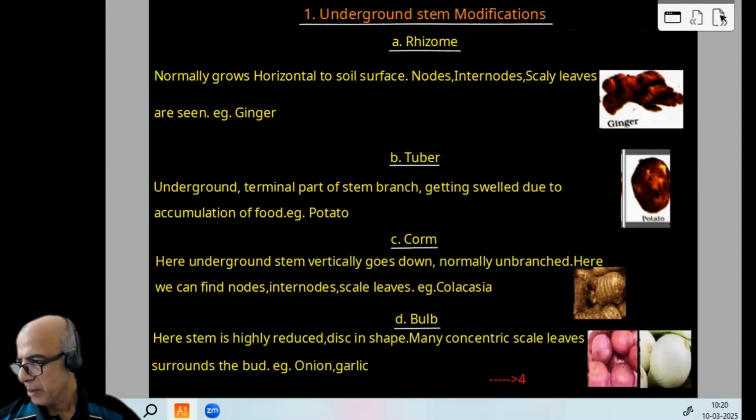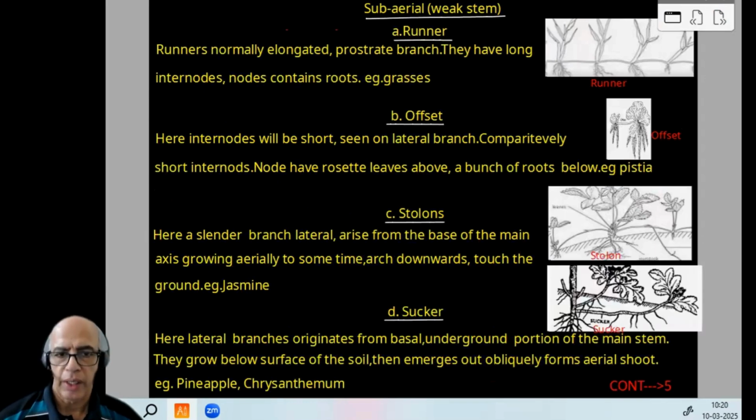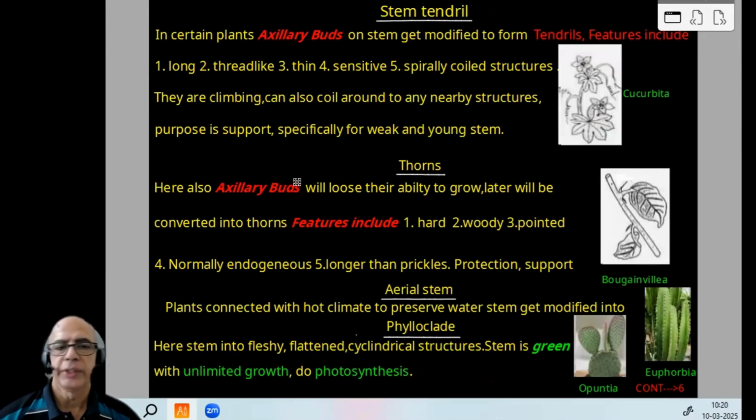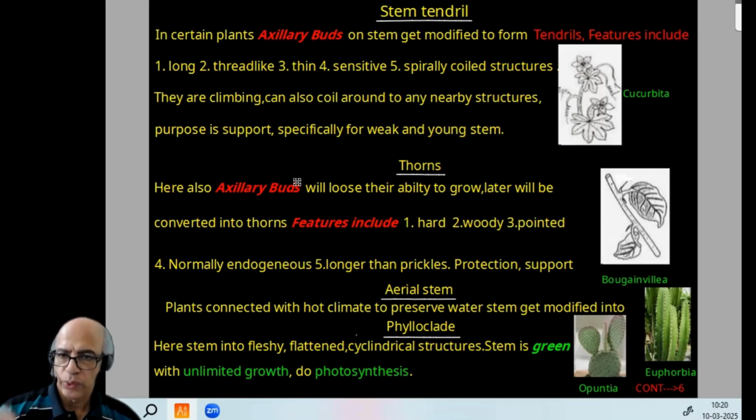Now under weak stem subaerial modification, we find runner, example grasses. Offset, example Pistia. Stolon, jasmine. And sucker, pineapple and chrysanthemum. Then we entered into tendrils. What are tendrils? From where do they normally arise? From axillary buds. And the features of tendril: long, thread-like, thin, sensitive, spirally coiled structure, etc. And it is usually seen in weak and young stems.